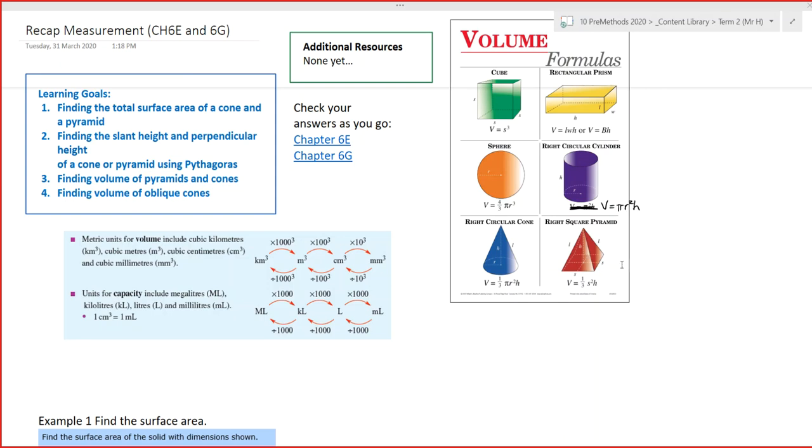Does anyone remember any surface area rules? Yep, so you're pretty much just adding all the sides of the shape together.